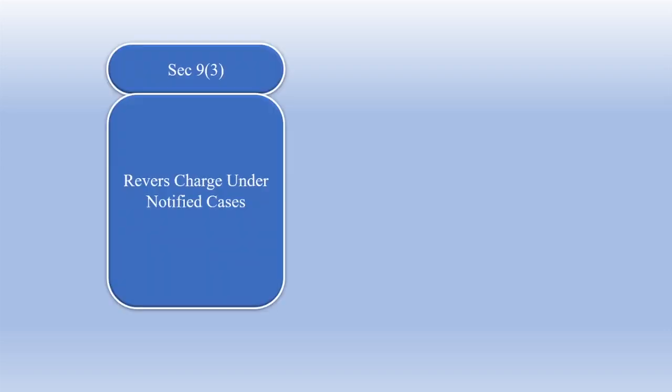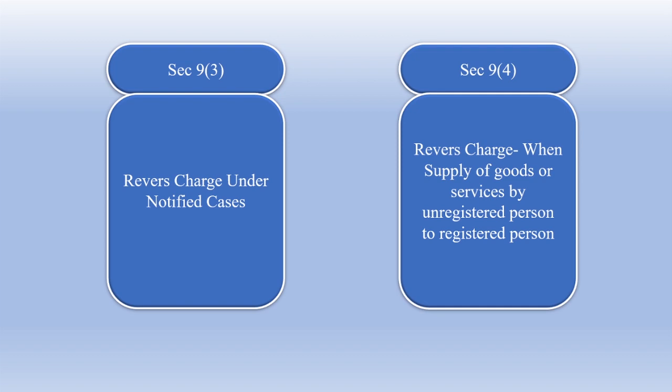So friends, section 9 subsection 3 is talking about the reverse charge under notified cases, which we will be dealing with in the next slides. And section 9 subsection 4 is saying that reverse charge will be applied when there is supply of goods or services by an unregistered person to a registered person. So that also we'll see in detail in the following slides.